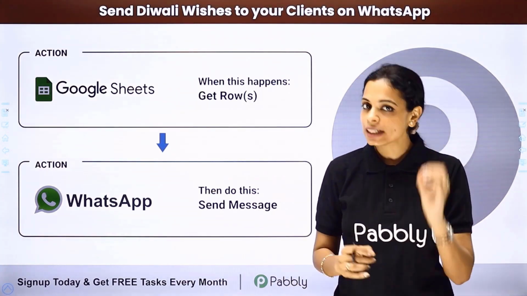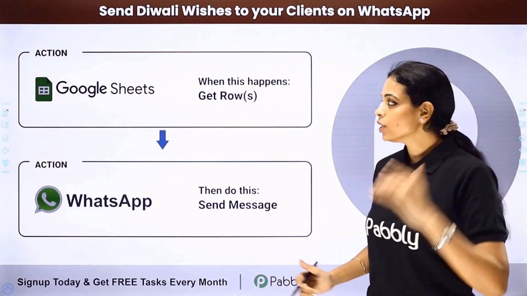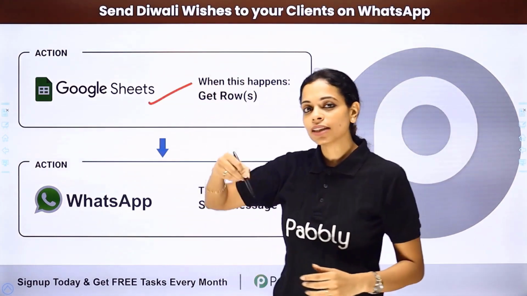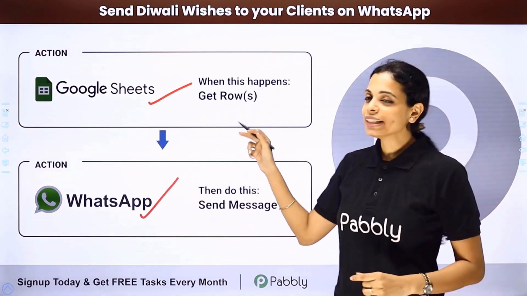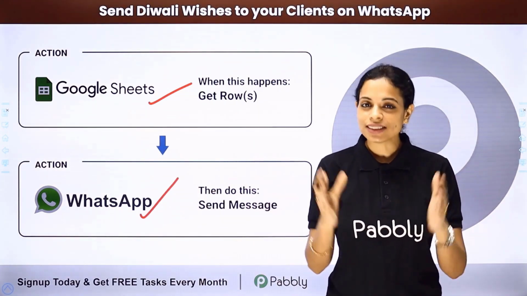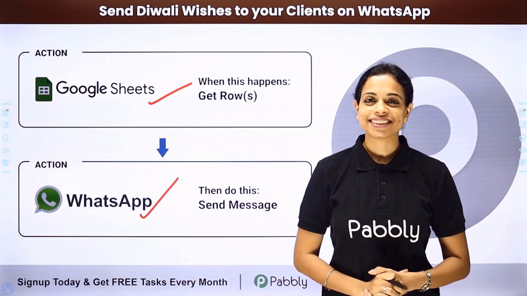software. Here first you will schedule it for that particular day, then your action application would be Google Sheets and another action application would be WhatsApp. How can you do this yourself, integrate and automate this entire process? To understand that, let me take you to my screen.